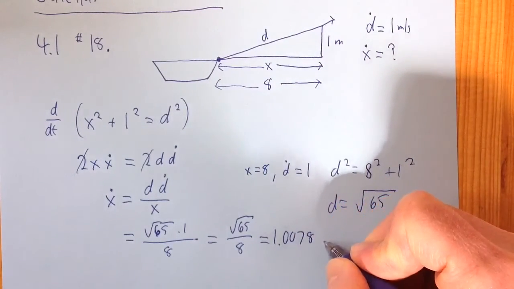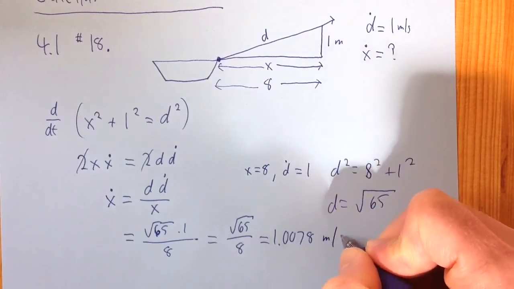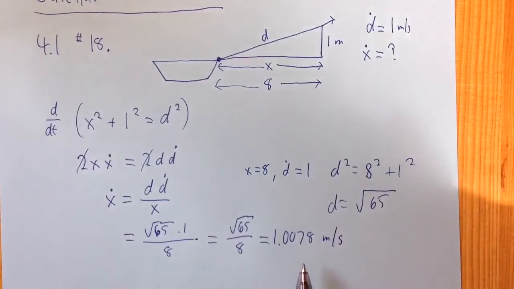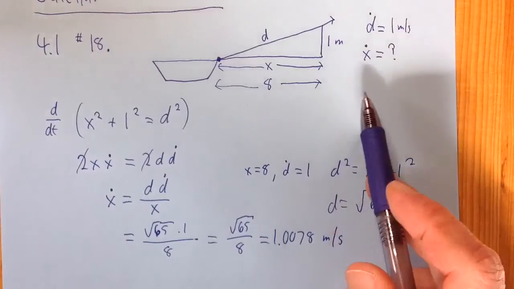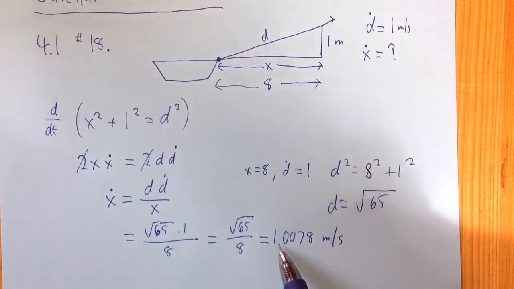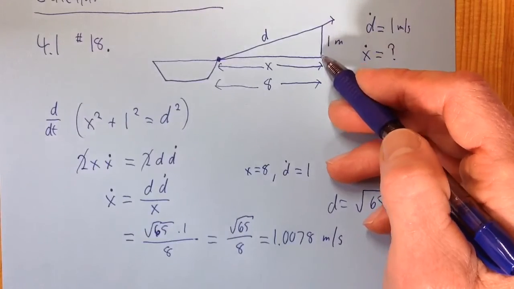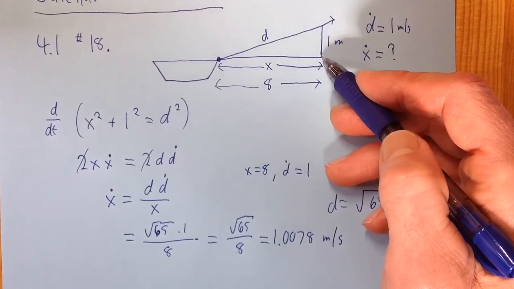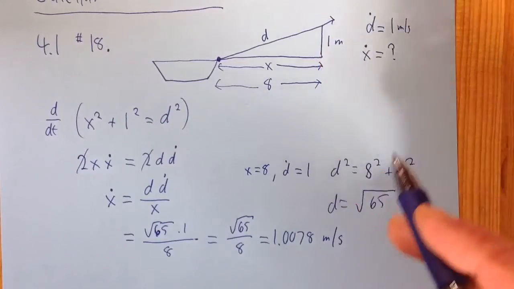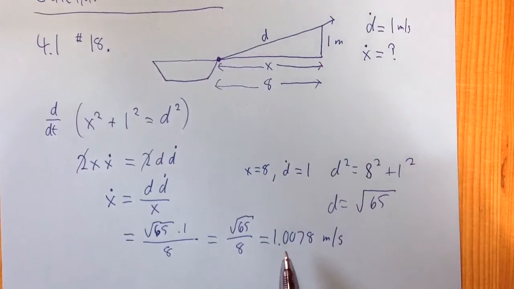1.0078, and this would be in meters per second. And it makes sense, it's just not much faster. If the rope's being pulled in at 1, the boat's only going a little bit faster because it's only 1 meter above the ground here. So it doesn't make a big difference. If that was much, much bigger, it'd probably be a much bigger difference. But in this case, they're practically the same. So just a tiny bit faster than what the rope's being pulled in.